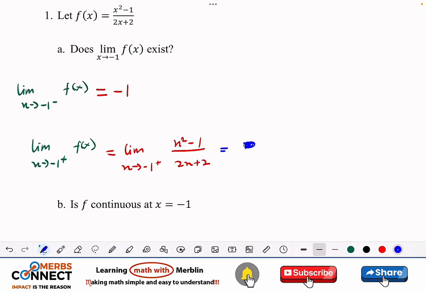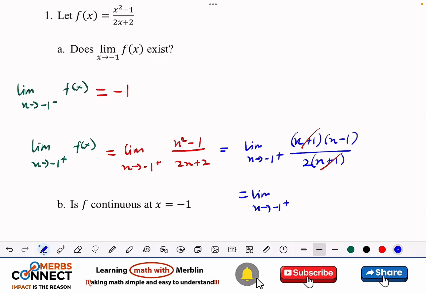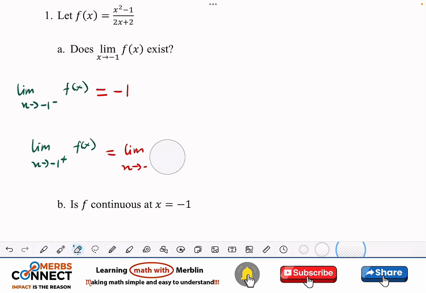The same thing, difference of 2 squares here. Limit x is approaching -1 from the positive, x plus 1 times x minus 1 divided by x plus 1 times 2. This cancels this and we get the same thing as we had from the first one, x minus 1 divided by 2. And same thing, set x equal to -1, and -1 minus 1 divided by 2 is -2 divided by 2, and this is -1. So this is also going to give us -1, the same thing again.